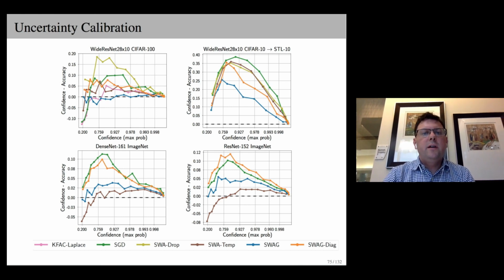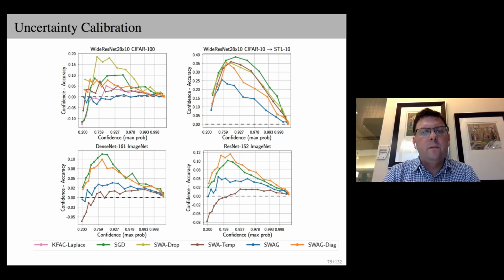Here we're considering the calibration of various models. On the vertical axis of each of these plots, we have confidence minus accuracy. Confidence corresponds to the highest softmax output in our ConvNet, and accuracy is the accuracy of using the associated class label. So here, a horizontal curve at 0 corresponds to a perfectly calibrated model. A curve above that horizontal curve corresponds to overconfidence, and below that curve corresponds to underconfidence. And on the horizontal axis, we just have bins for different confidence levels.